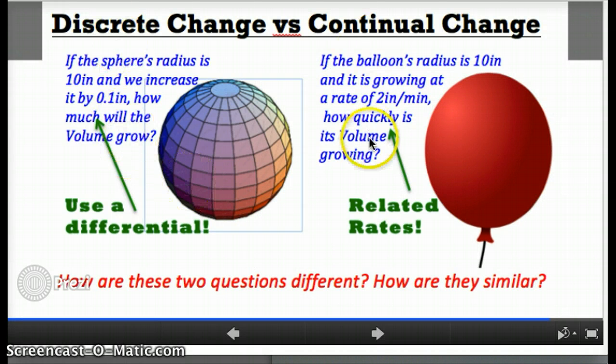So this week, we're also talking about change, but it's different. Look at these two questions. I just talked about the first one. Read the second one. How are these two questions different and how are they similar?